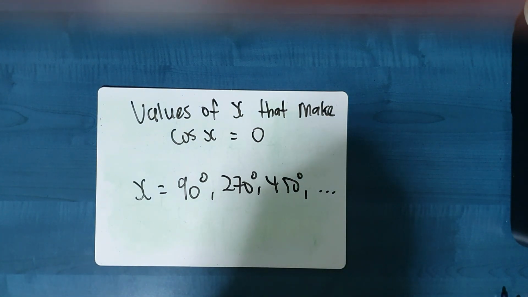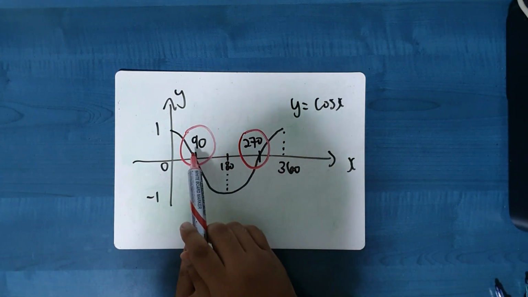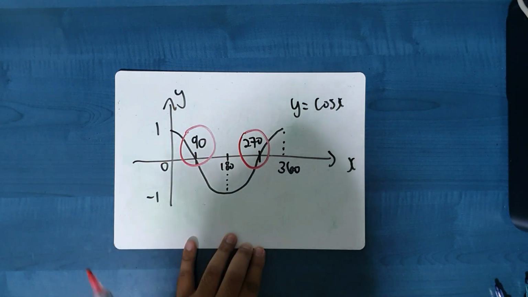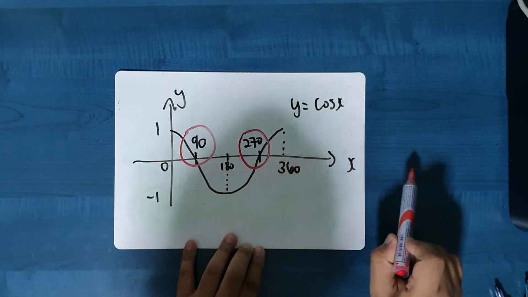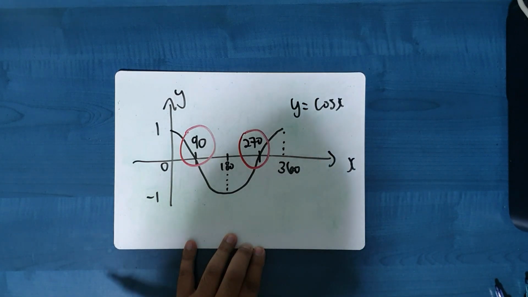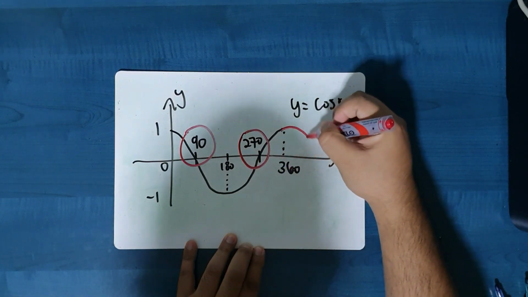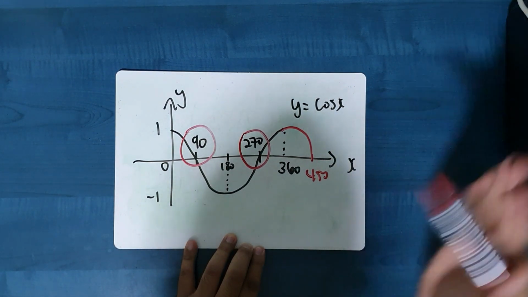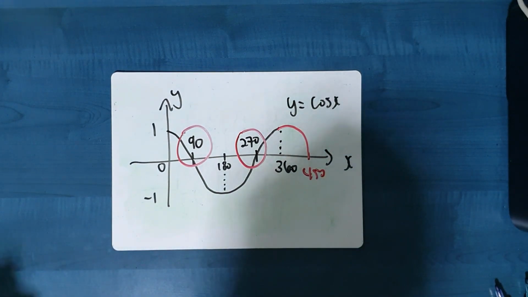How do I know this? When you look at the graph of cosine x, when x is 90 degrees and 270 degrees, they will give a y value of 0. And if you were to repeat drawing the cosine curve, the other values of x that will make cosine x 0 is just calculated by adding 180 to 270, which will give you 450. And the next number will be 450 plus 180, and so on and so forth. So these are the values of x that make cosine x 0.